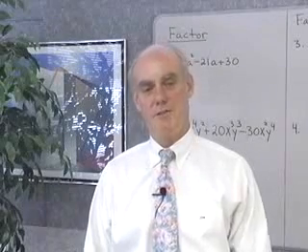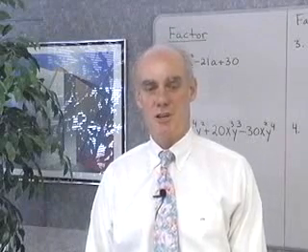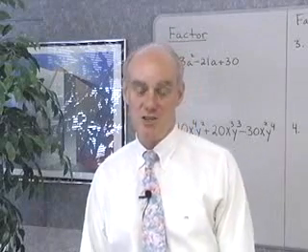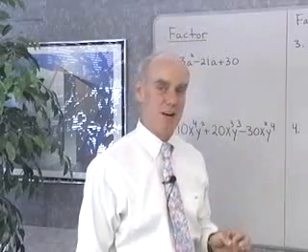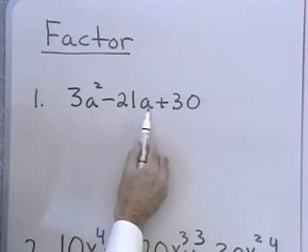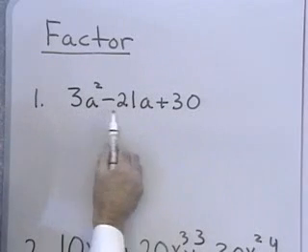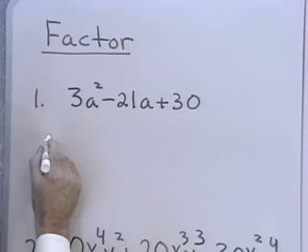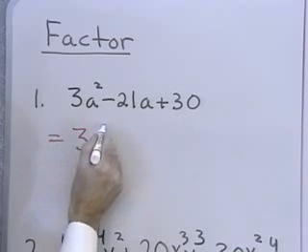As you know from your reading, factoring is the reverse of multiplication, and we want to start our work with factoring in this section by doing what's called factoring out the greatest common factor. Suppose I have 3a squared minus 21a plus 30. I look for the largest monomial that divides each term. In this case, I notice that 3 divides each term.